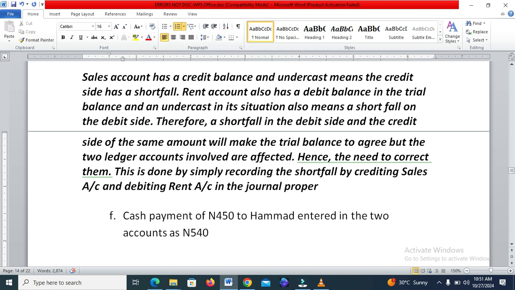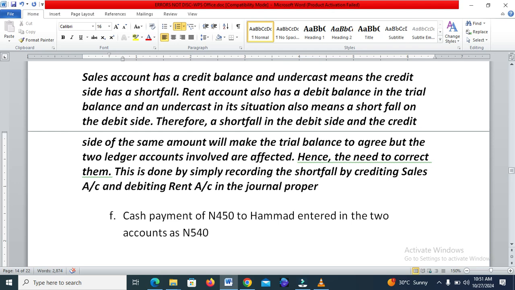There is an undercast. When we say undercast, it means you reduced it. So to correct that, you have to put it back the way it should have been recorded. So sales account has a credit balance, which means the credit side has a shortfall. Rent account also has a debit balance in the trial balance, which in this situation also means a shortfall on the debit side. This is just an explanation of what I've explained earlier. Therefore, a shortfall in the debit side and the credit side of the same amount will make the trial balance agree, but the two lines are affected. Hence, the need to correct it.